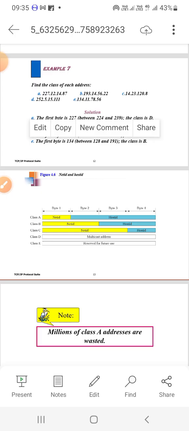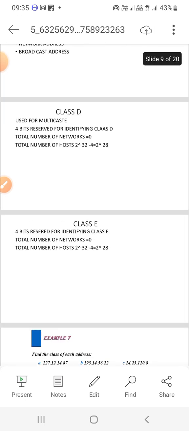To summarize, in class A, the first byte is used for net ID. The remaining 3 bytes are used for host ID. In class B, the first 2 bytes are used for net ID. The remaining 2 bytes are used for host ID. In class C, the first 3 bytes are used for net ID. The remaining byte is used for host ID. In class D, multicast addressing is used. Class E is used for research purposes.